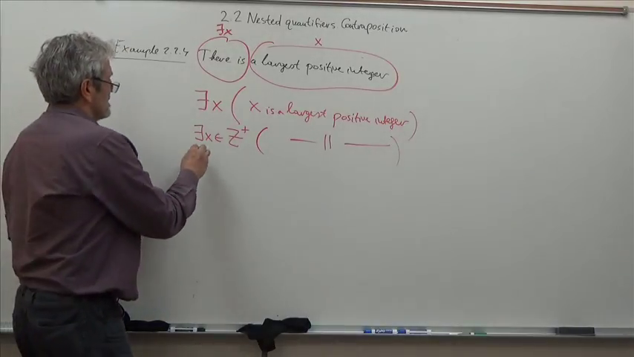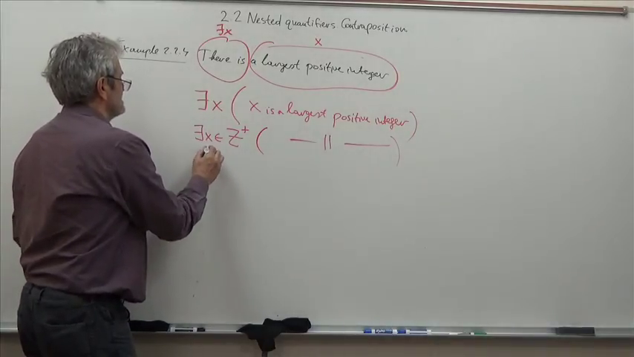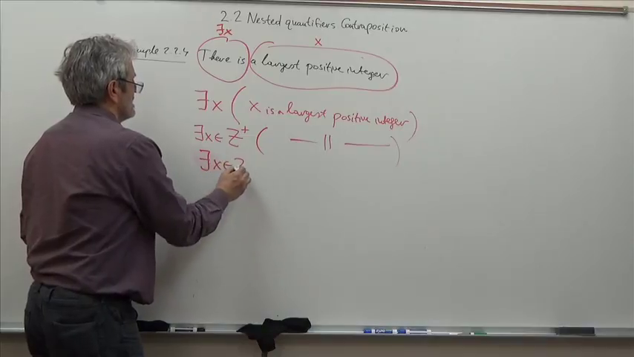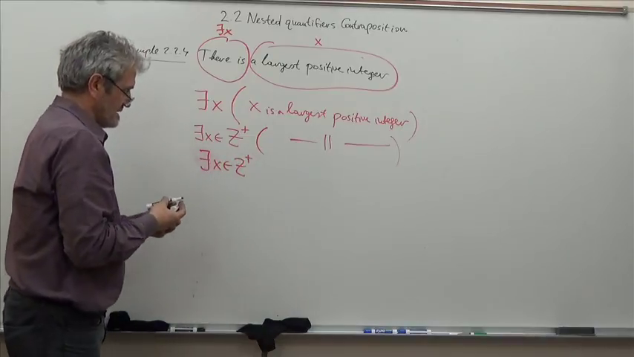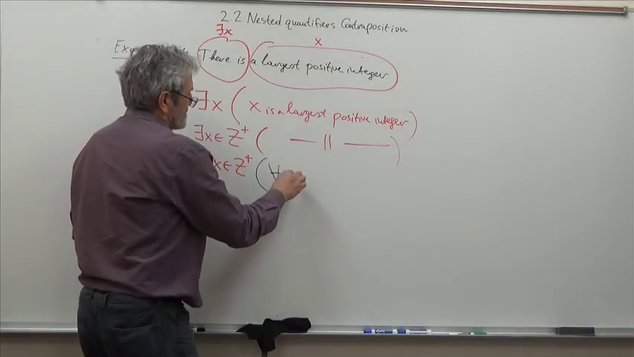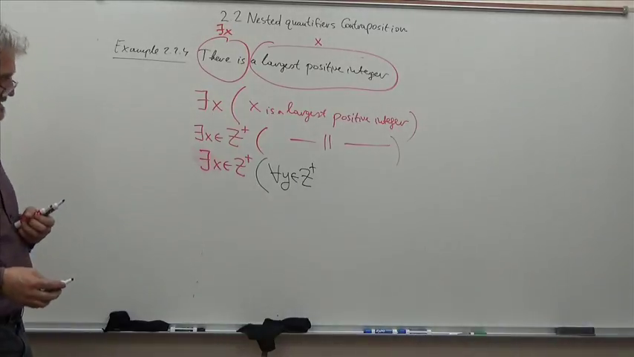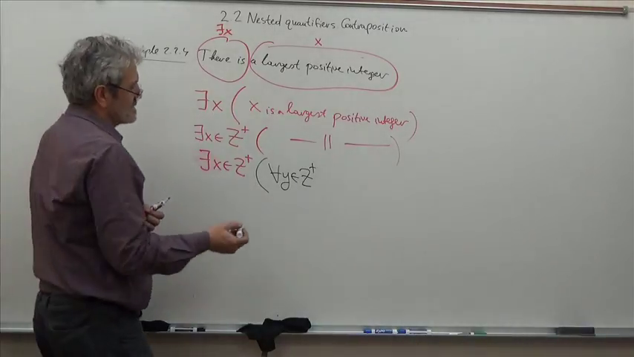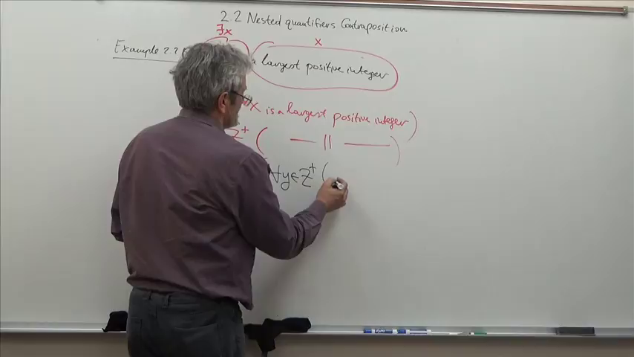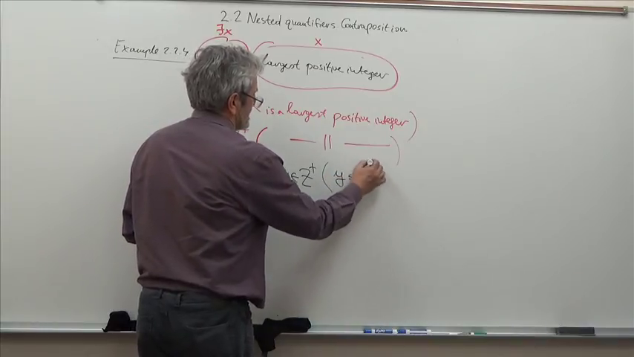So that means there exists x in Z plus such that for every other y from Z plus, so if someone offers another candidate, we'll beat that candidate. So for every y from Z plus, we'll have what? That y is less than or equal to x.